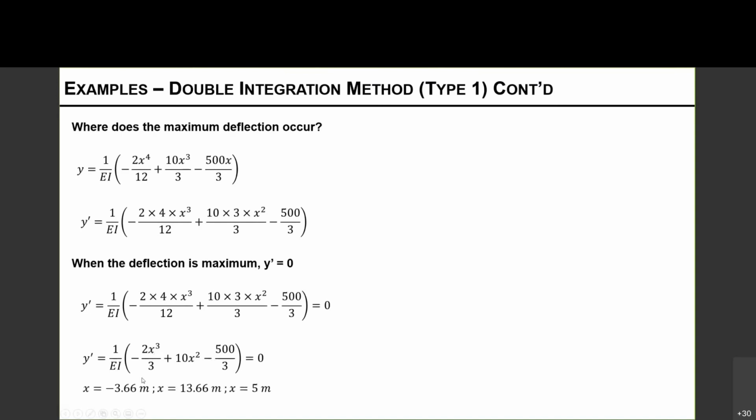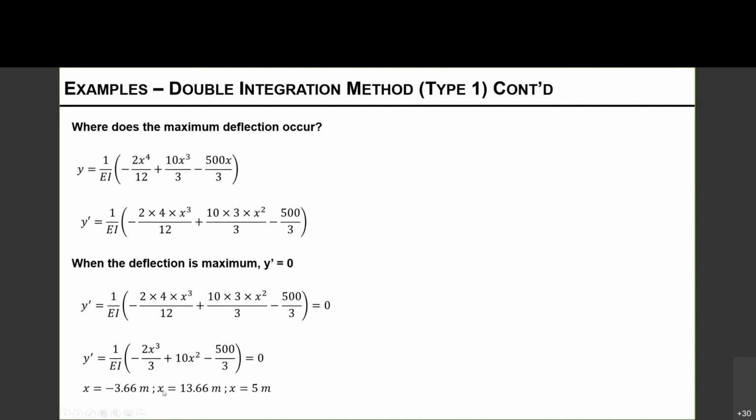When you calculate the values for x, I got x equals negative 3.66 meters. So is this acceptable or not? Consider the beam. The beam is spanning from x equals 0 to x equals 10. But my answer is giving me a negative 3.66. That is out of the boundary that we are interested in. Therefore, this is not an acceptable answer for our beam.